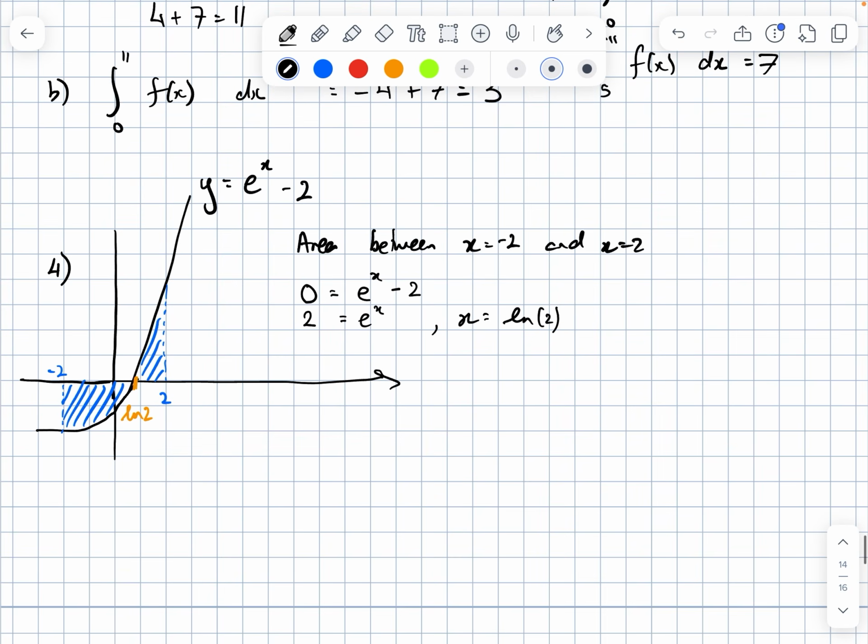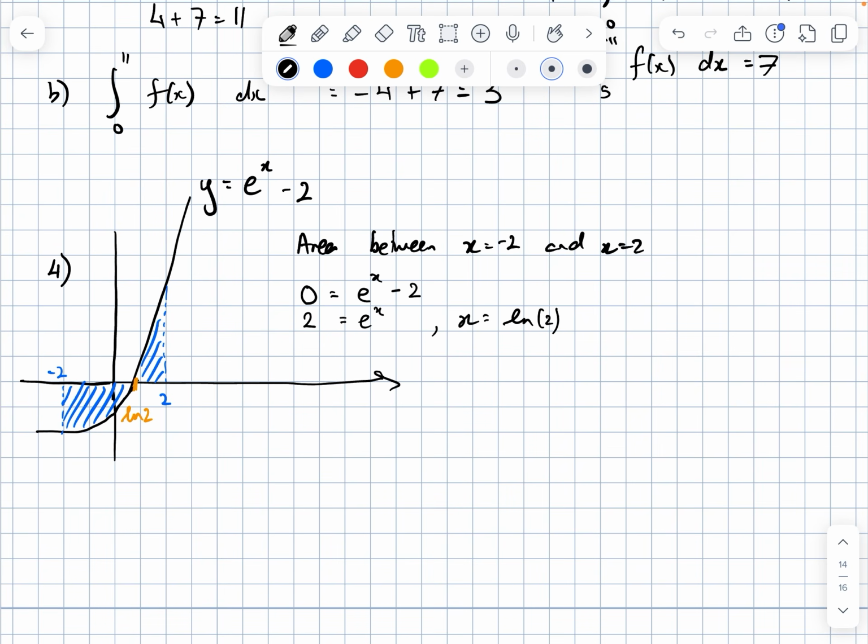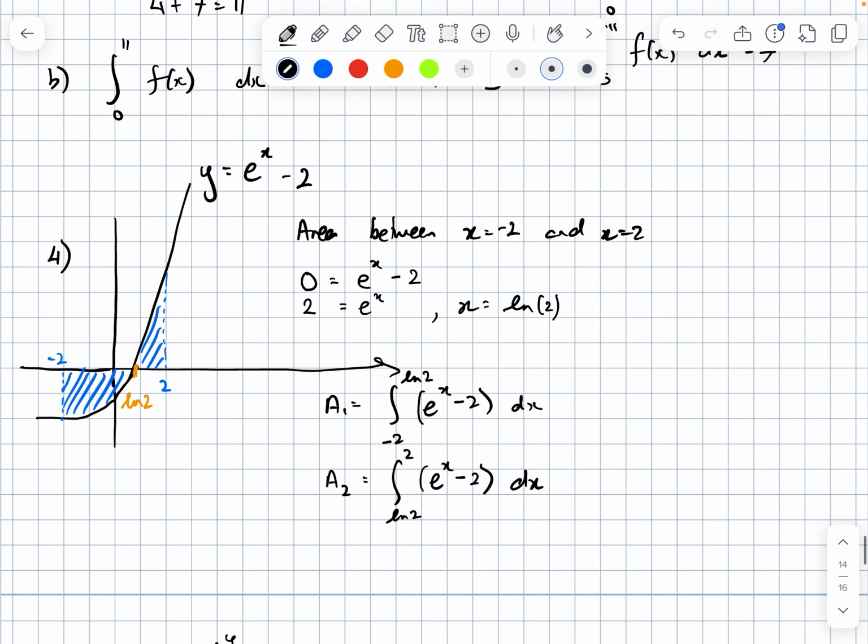That means that we have our first area, which is the integral between -2 and ln 2 of e to the power of x minus 2, and the second area, which is ln 2 to positive 2 of e to the power of x minus 2. A1 will give us a negative value because it's below the x-axis. We're then going to make it positive, and A2 will just give us a positive value.